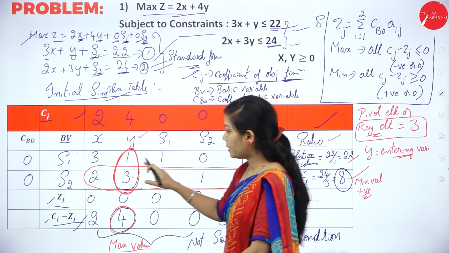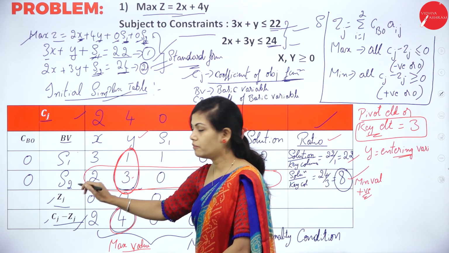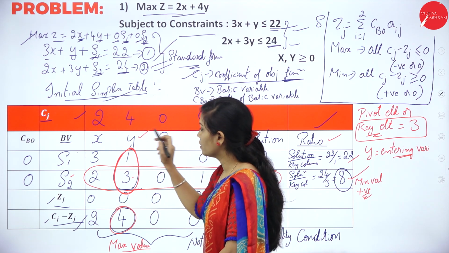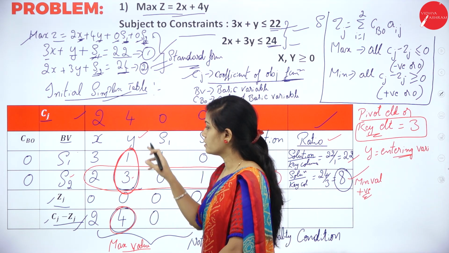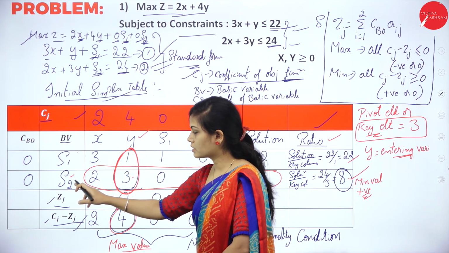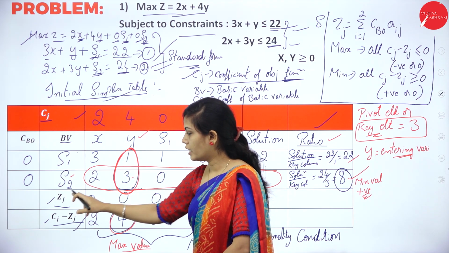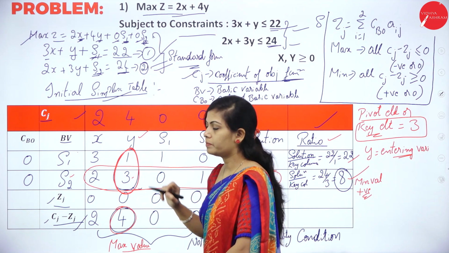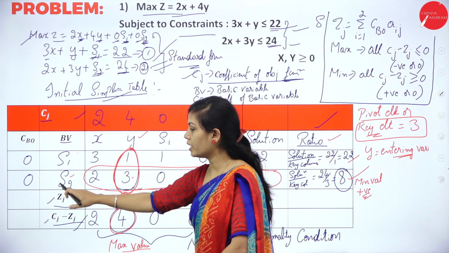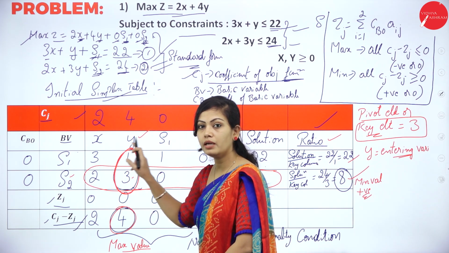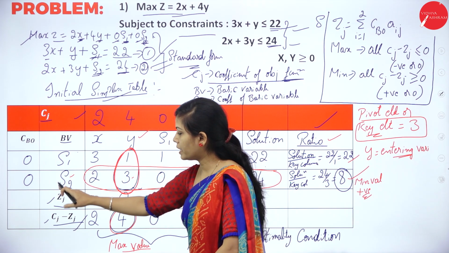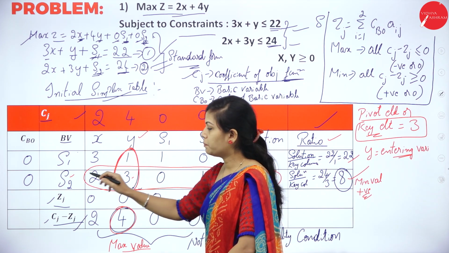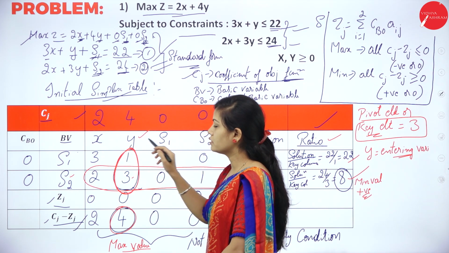So here, in place of the leaving variable, I have S2. You have to replace this S2 by y. This is the entering variable, this is the leaving variable. So in place of the leaving variable, I can write my entering variable y. You have to replace this by y because y is my entering variable. So in the next iteration, in place of S2, I will write y.